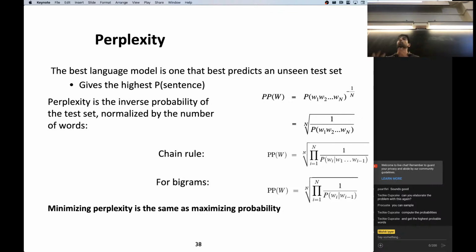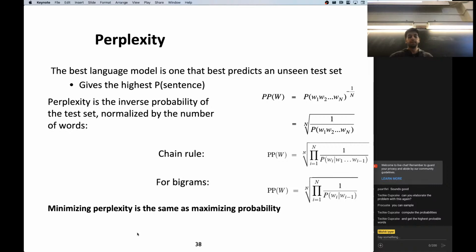If you normalize by the number of words, you're basically looking at the average token level probability of the next word, and you want that to be high. And so the perplexity also inverses this. So you can see it's a direct function of the probability of the test set, where the probability of the test set is P of W1, W2, W sub n.